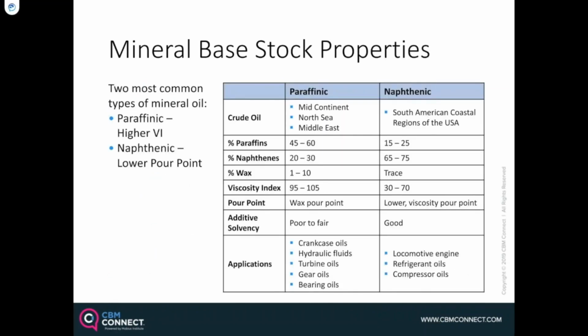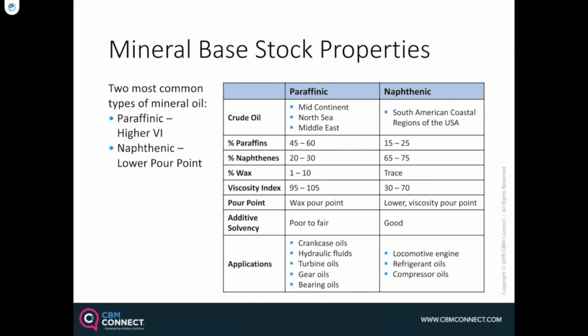The two most common types of mineral oil are paraffinic base oils and naphthenic. Paraffinic base oils are typically defined as having a higher VI, a viscosity index in that 95 to 100 range. Most mineral oils, many products, are made from a paraffinic base stock. Naphthenic are not used as much today as they have been in the past in most plant applications. Where naphthenic base oils are used is on locomotive engines. The engine oil for locomotives is still a naphthenic-based oil.